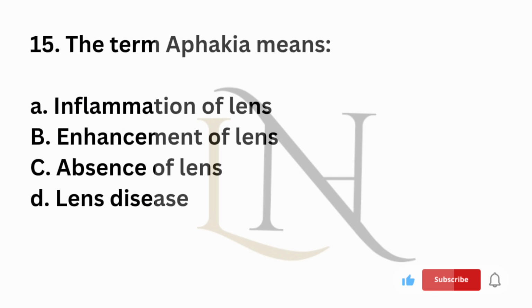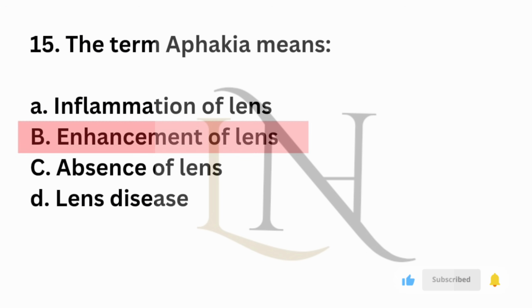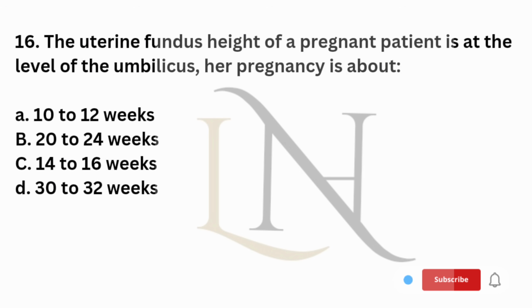Next question. The term aphakia means. Option A, inflammation of lens. Option B, enhancement of lens. Option C, absence of lens. Option D, lens disease. Correct answer. Option C, absence of lens. Inflammation of lens we can call uveitis. Next question.